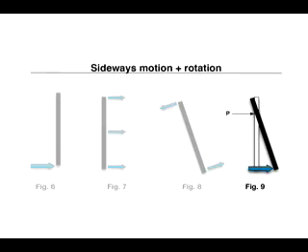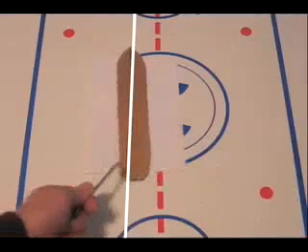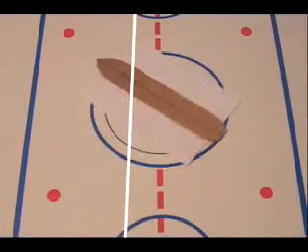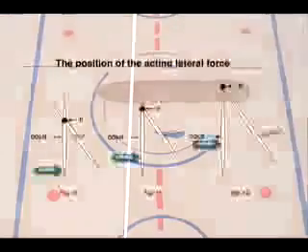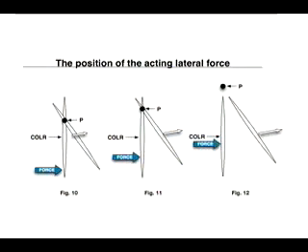We realize that the part of the bar that has not changed position in space, P, pivoting point, is not located at the center of gravity but some distance off it, away from the end on which a force is applied. The position of the acting lateral force.